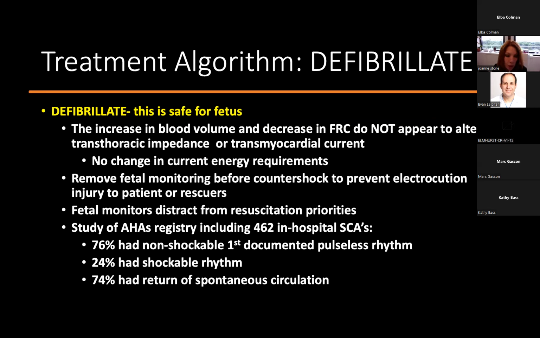And when you look at studies of the AHA registry that include 462 in-hospital cardiac arrests, 76% had a non-shockable first documented pulseless rhythm, 24% had a shockable rhythm, and 74% had return of spontaneous circulation. In this cohort, the presenting rhythms are suggestive of potentially reversible clinical etiologies such as hemorrhage, hypoxemia, thromboembolism, exposure to toxins, and electrolyte and acid-base disturbances.